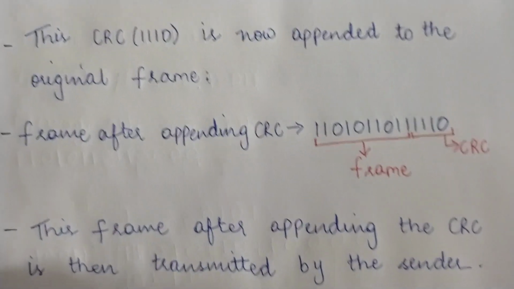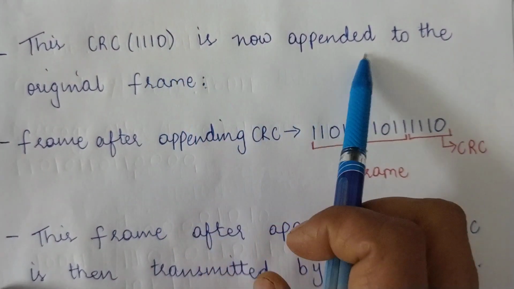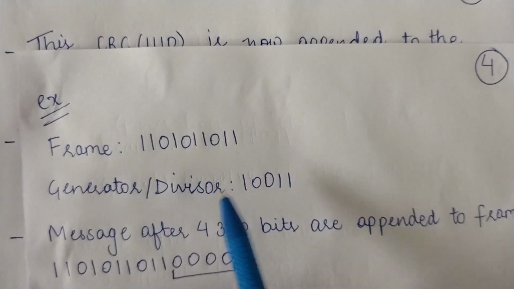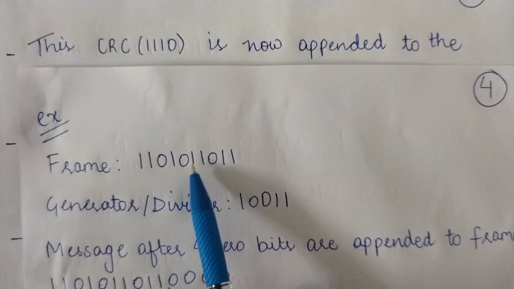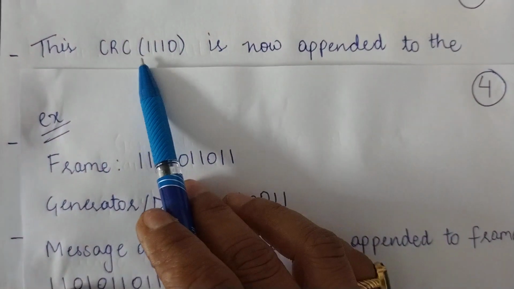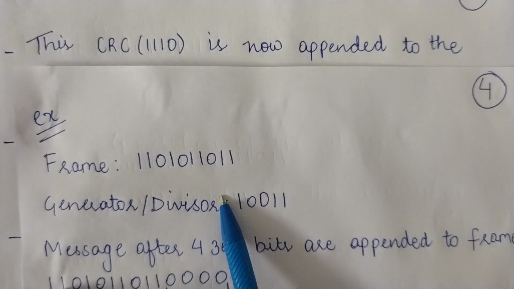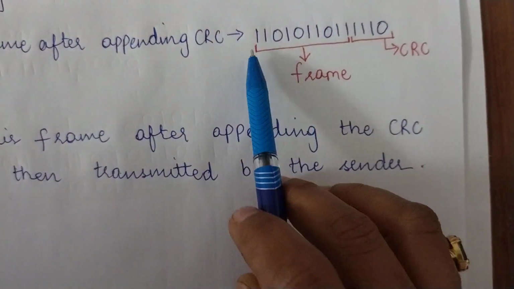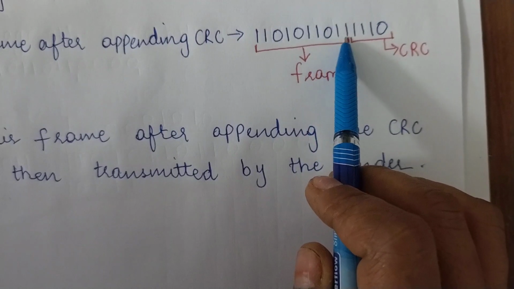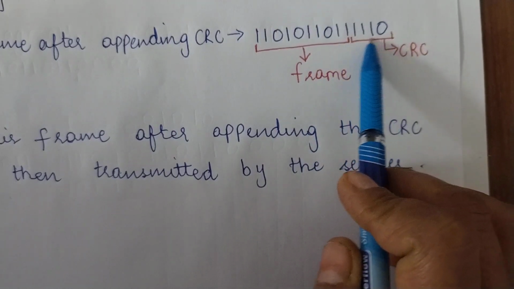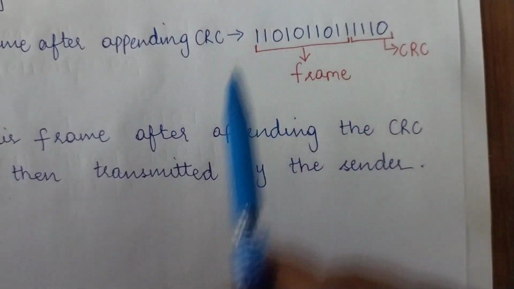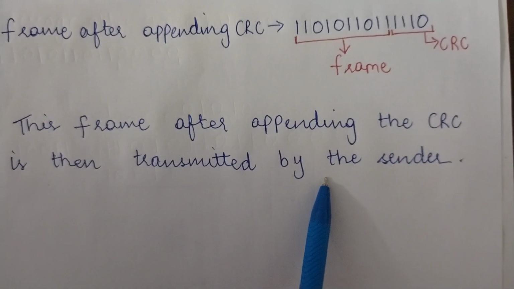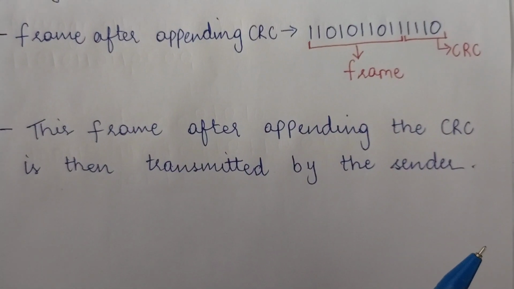Now, my CRC has been generated. This CRC 1110 is now appended to the original frame. So the original frame, as you know, is 1101011011. Now I will append this CRC, which is 1110, to this frame. And after appending 1110 to this frame, what I get is 1101011011 and 1110, out of which these 4 bits are the CRC and this is the actual frame. So this frame, after appending the CRC, is then transmitted by the sender. So this is what is done at the sender's side.